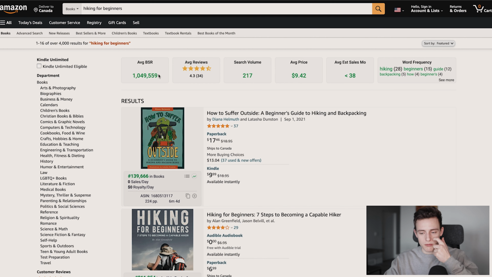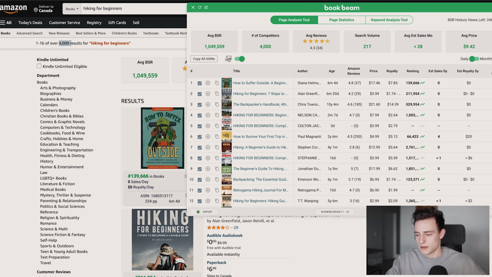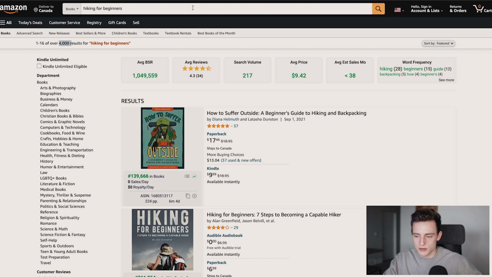So when it comes to bookbeam, what we've always used has been average BSR, which is top left here. And we've also looked at the results that show up, which also is shown when you click the bookbeam extension up top right here. You can see this is 4,000 results, similar to this number. The average BSR and the number of competitors and the average reviews are kind of the three metrics that we've used for keyword research in the past.